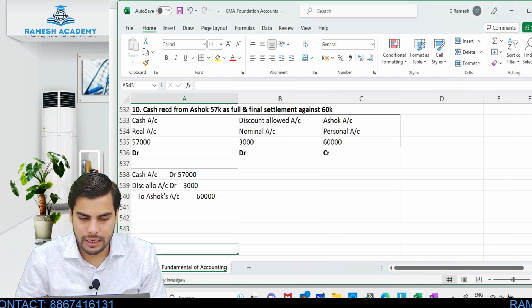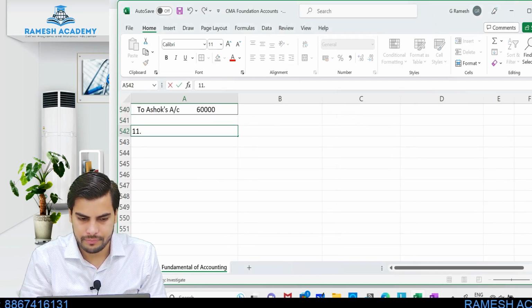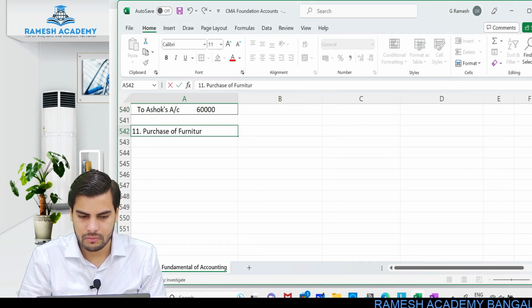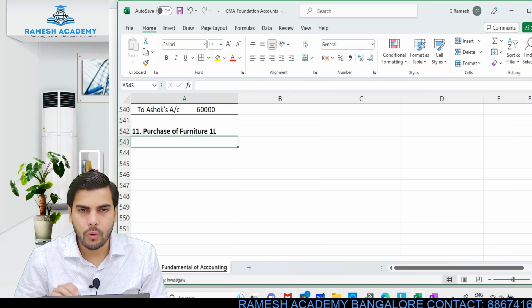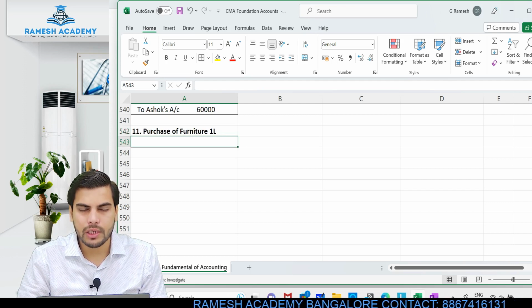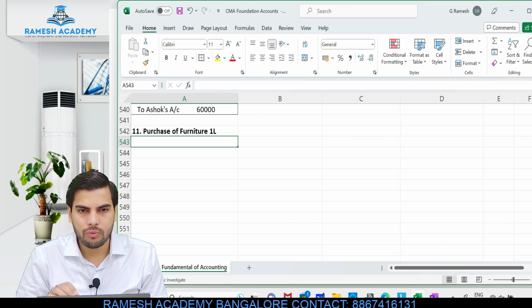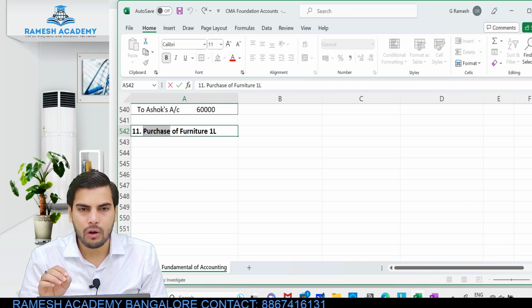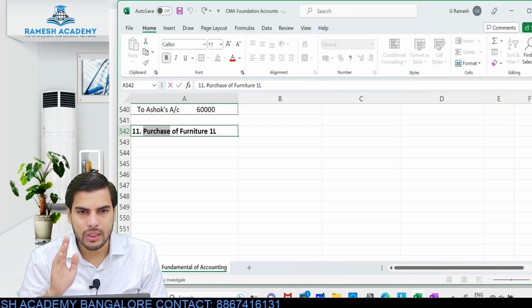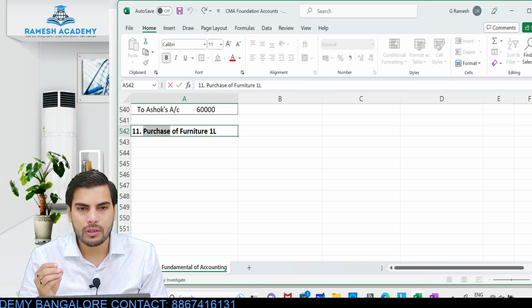So let's have a look at the next transaction. Purchase of furniture, 1 lakh. Here the entry would be like this. The two accounts which will get affected by this particular transaction would be what? Majority of the students would go wrong over here. Just because they see the term purchases, they would say that the two accounts getting affected are purchases and cash. No, you are supposed to use the term purchases and sales only if it is goods.